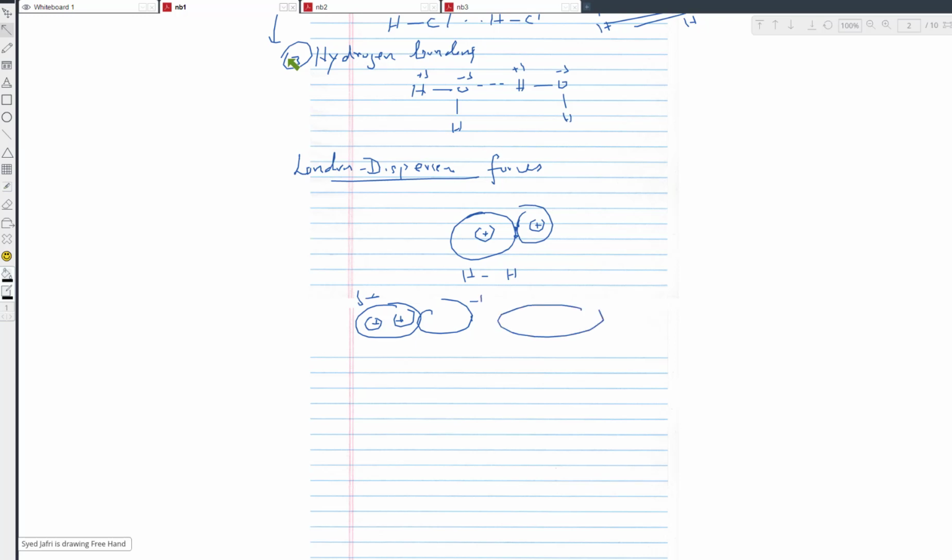And the same thing is with another molecule. Both nuclei are on the same side and electrons are on the other side. So this positive and negative interaction, which is temporary, is called London dispersion forces. These are the weakest forces, you can say, but they are present in all of them. So let's start with this.